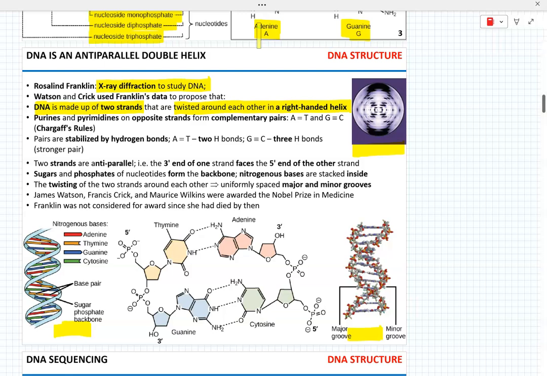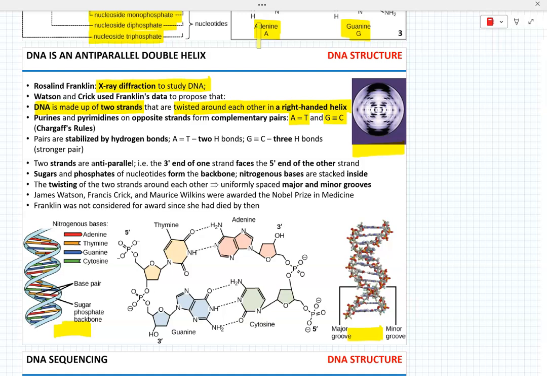Purines and pyrimidines that are sitting in the opposite strands form complementary pairs. A, which is a purine, pairs with the pyrimidine T, adenine pairs with thymine, and G, which is purine, pairs with C, which is pyrimidine, guanine pairs with cytosine. That explains Chargaff rules, that the ratio of A's and T's are the same and the ratios of G's and C's are the same as well.